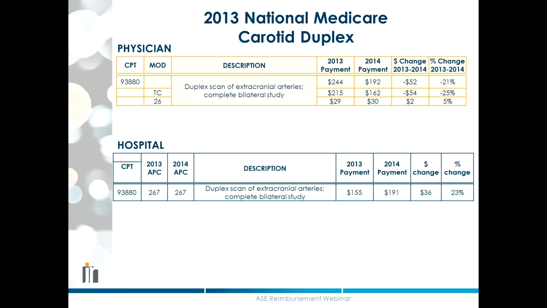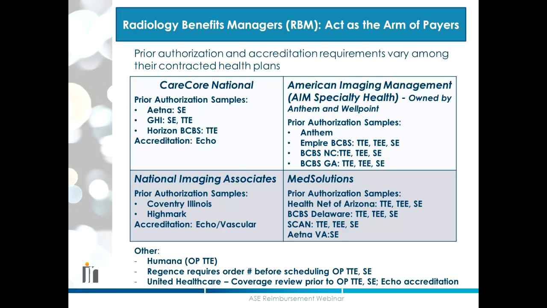Here we have on slide 24 the carotid duplex. In the office setting, it is $192. There is a decrease for the carotid duplex studies for this year. And in the hospital setting, there was an increase. You can see it as $191. I think I'm going to just move on to slide 25.